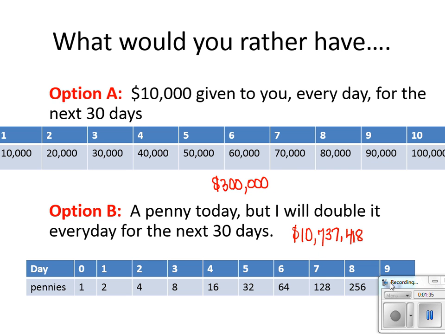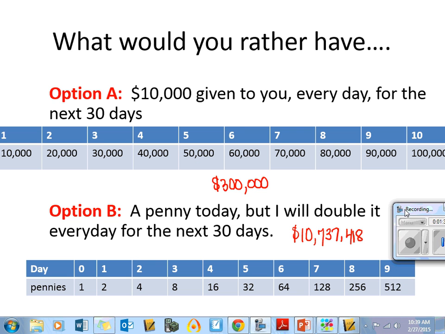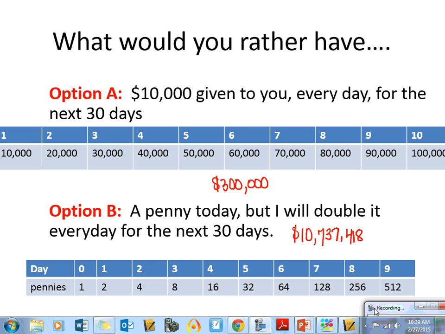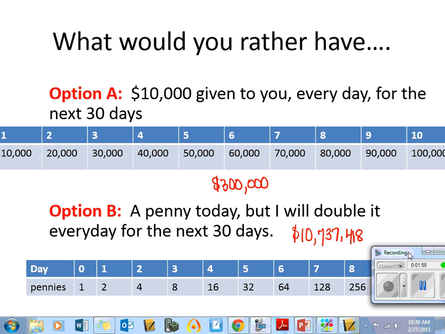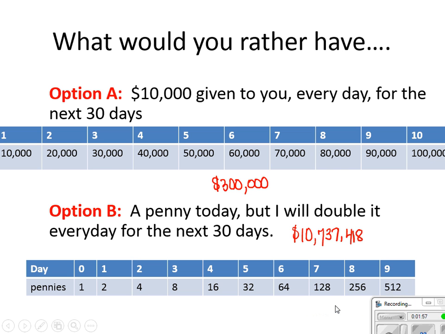All right, so here we go. That is what we call exponential growth. It starts out really slowly, barely moving, and when we get closer to day 30, we're going to get $10 million. I mean, we're way up there. So it starts out slowly and then grows really fast. So that's what we're going to talk about today, exponential growth and decay.